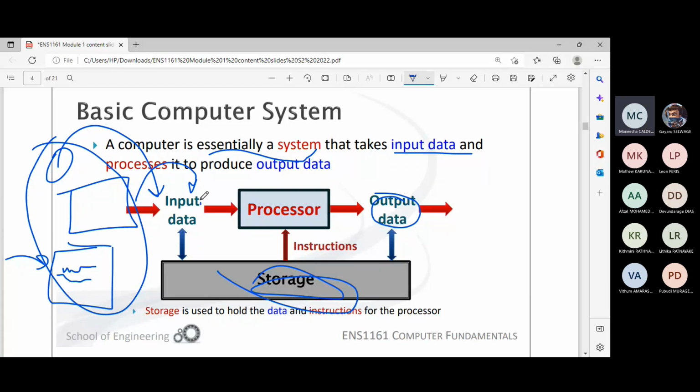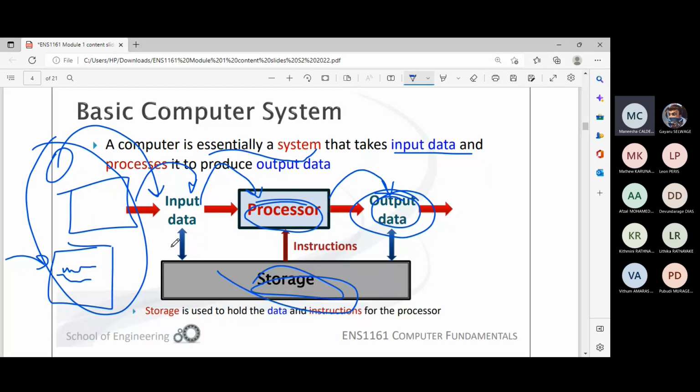Then the next one is processing. It might be processed for a specific scenario. As an example, you can watch the movie. You can type the document. This is a processing component. It processes in a very fast manner. Once the data is processed, it can be provided as an output. Sometimes it might be printed material, or voice, or displayed on the screen.